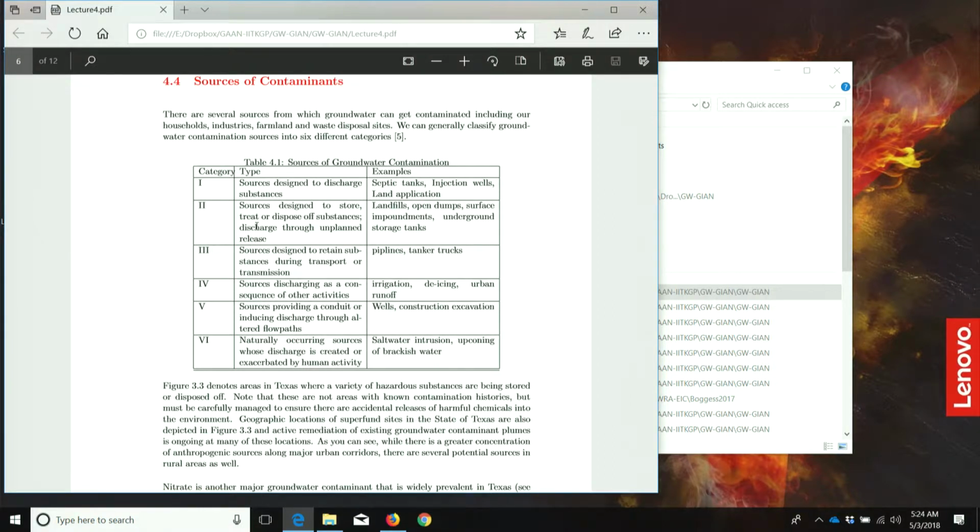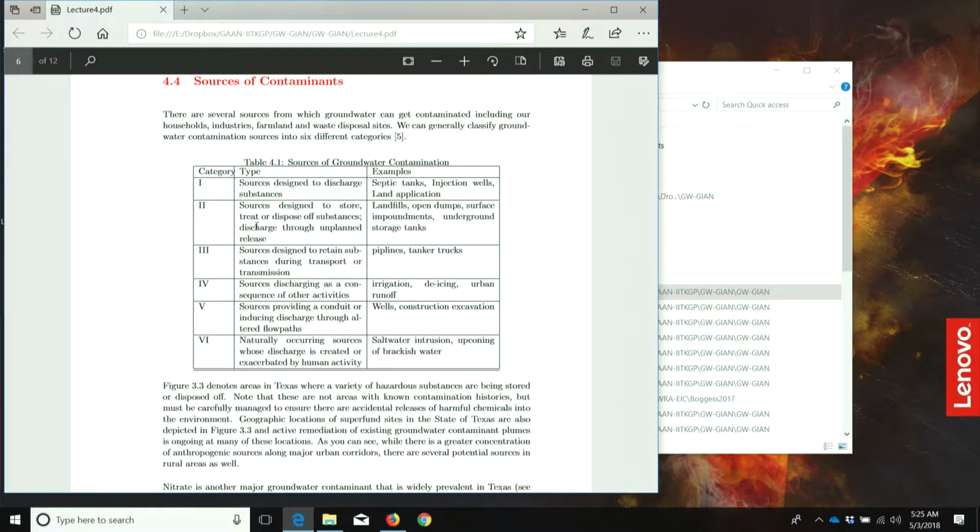Other types of sources are designed to retain substances during transport. So these are pipes, transmission lines, tanker trucks. Okay? All these are sources where our goal again is not to discharge into the environment, but these things can leak and create contamination. The fourth is sources discharging as a consequence of other activities. Okay? This is urban runoff. You get a lot of chemicals that get into underground because they're just running off of nearby. Some of it is infiltrating into the ground.